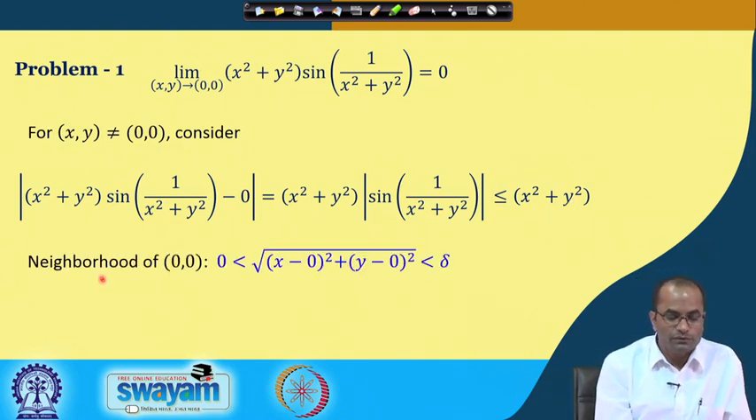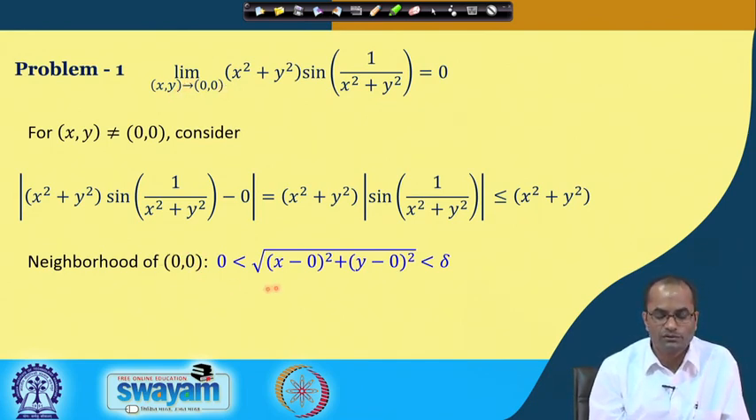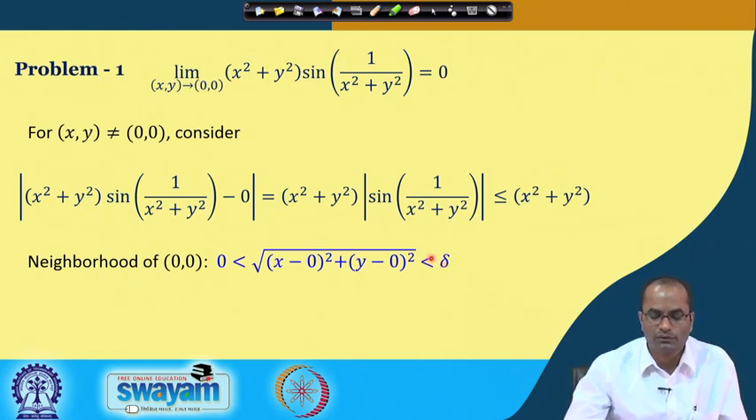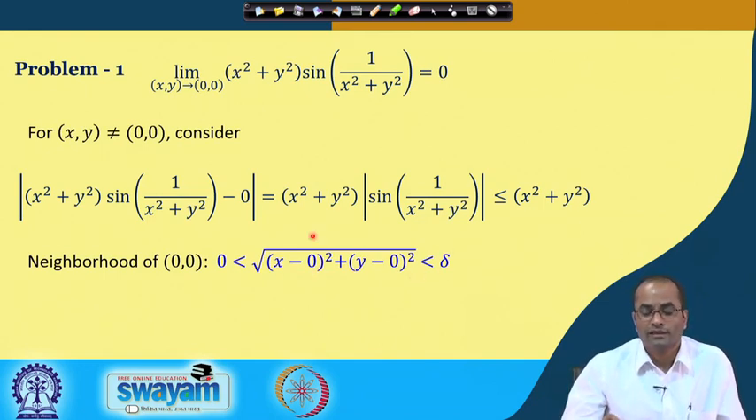And what we know about the neighborhood of this (0,0) point, because we are taking this limit to (0,0). So, what is the delta neighborhood of (0,0)? It is square root of (x square plus y square) less than delta, or x square plus y square less than delta square. So, we can use this inequality there.